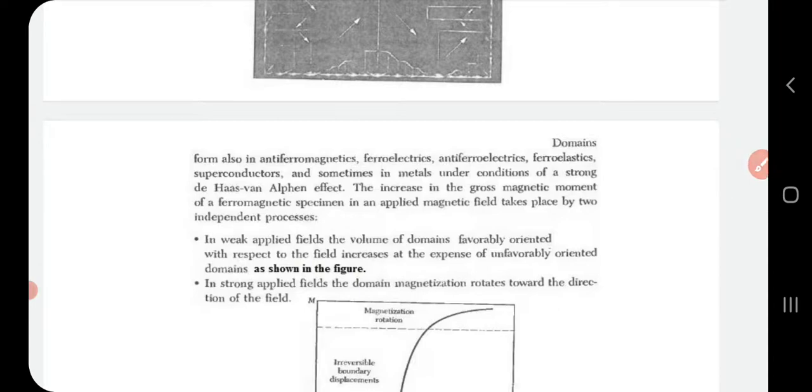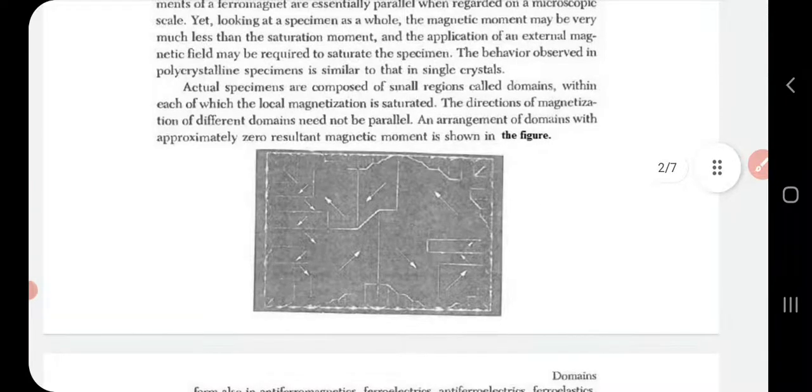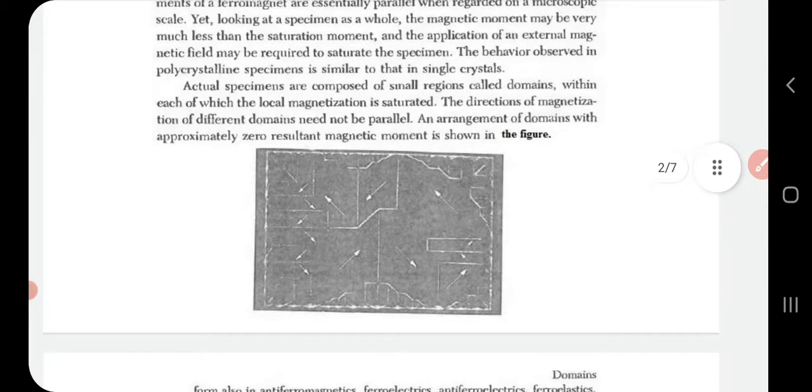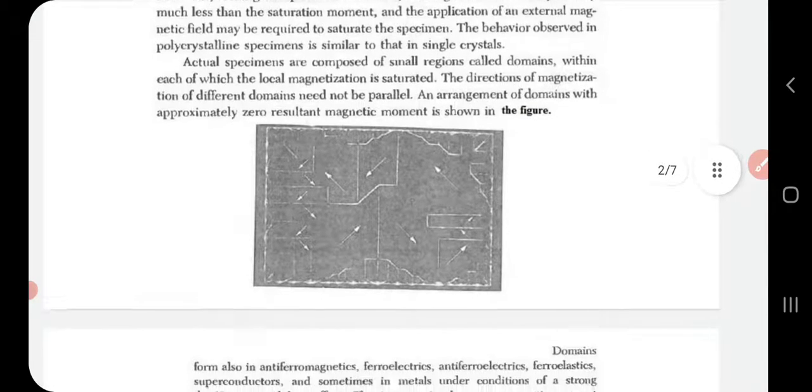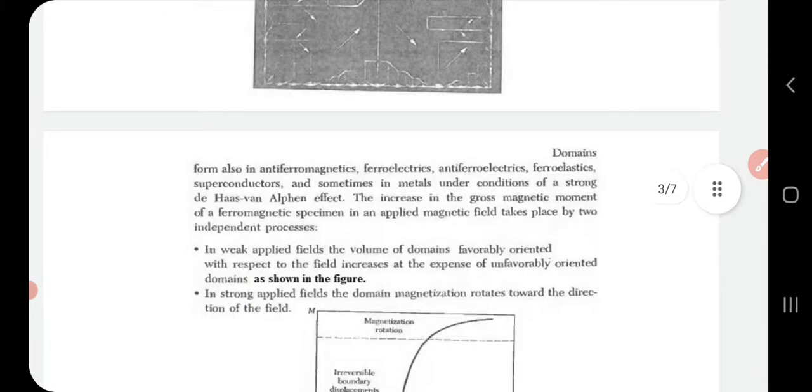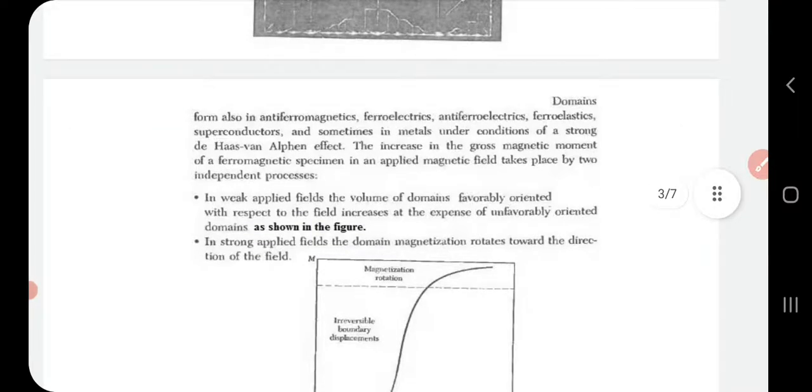Domains can be seen not only in ferromagnetic material but also in antiferromagnetics, ferroelectrics, antiferroelectrics, ferroelastics, superconductors, and sometimes in metals under conditions of the strong de Haas-van Alphen effect. So, what is meant by a domain? Domains are small regions where local magnetization is saturated. The direction of magnetization of different domains need not be parallel. That is a domain, and it can be seen in all these types of materials.